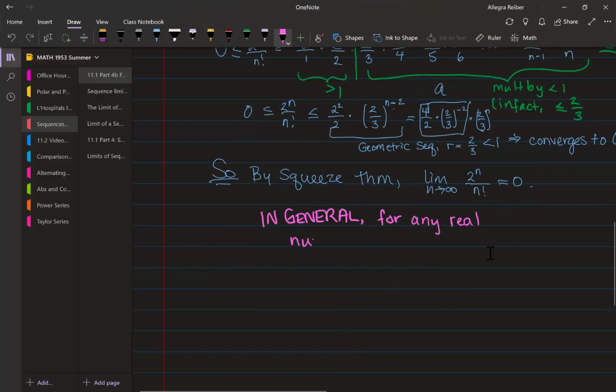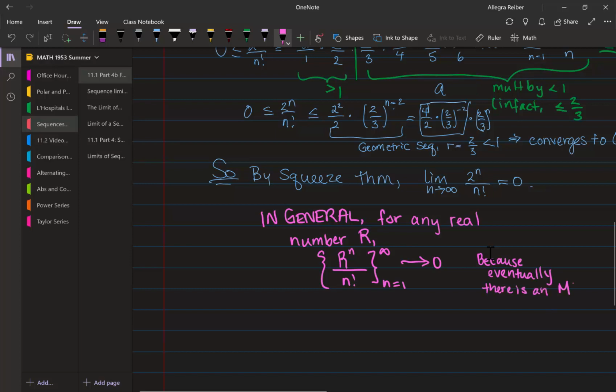So in general, for any real number, capital R, the sequence r to the nth power over n factorial from n equals 1 to infinity does converge to 0. And what you're utilizing here that makes it happen is because eventually we can find a number m greater than the absolute value of this number r. And so what we can actually do is show that the sequence absolute value of r to the nth power over n factorial will converge using the same trick as this.